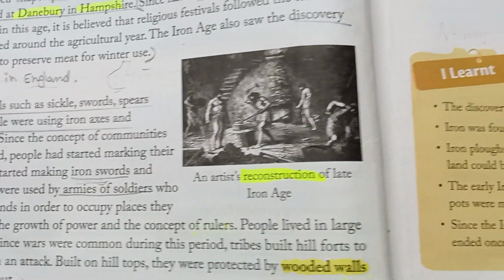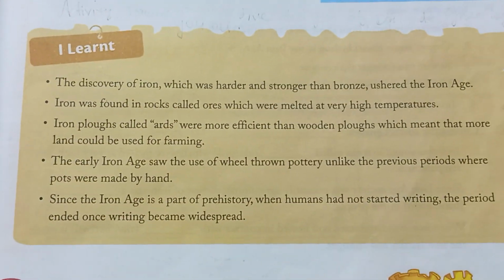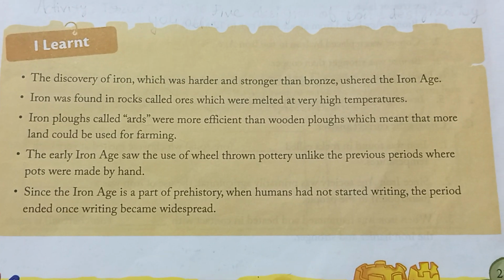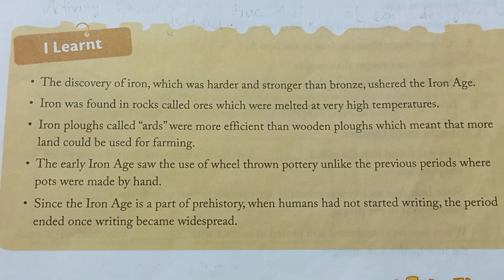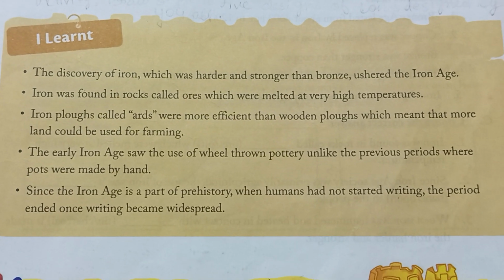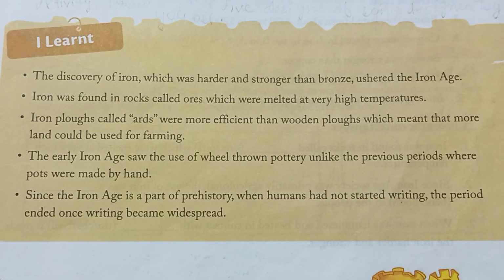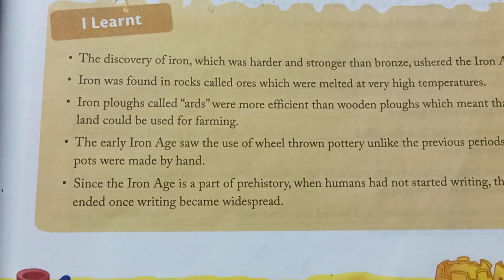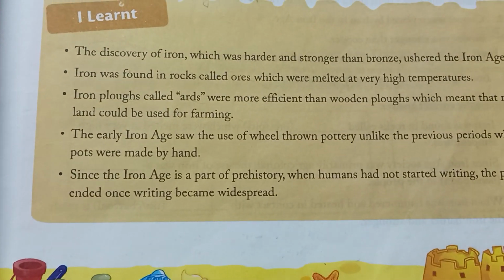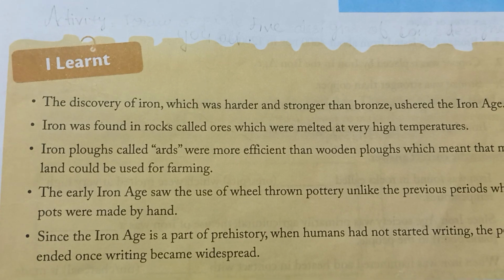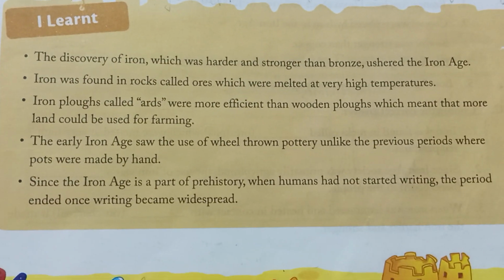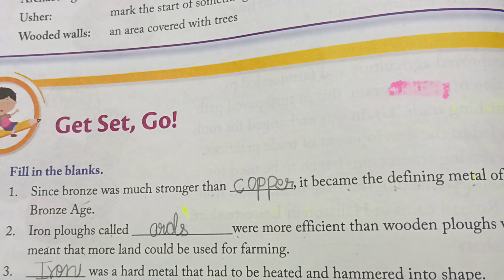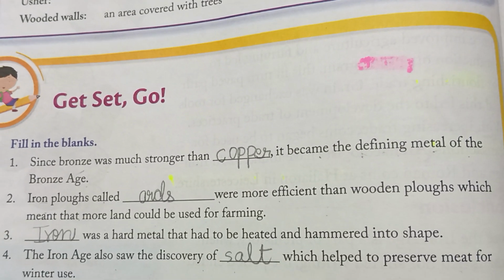Now let's come to I Learned. The discovery of iron, which was harder and stronger than bronze, ushered in the Iron Age. Iron was found in rocks called ores, which were melted at very high temperatures. See, teachers most probably frame questions from I Learned, so it's better that you read it in case anything has been missed out.